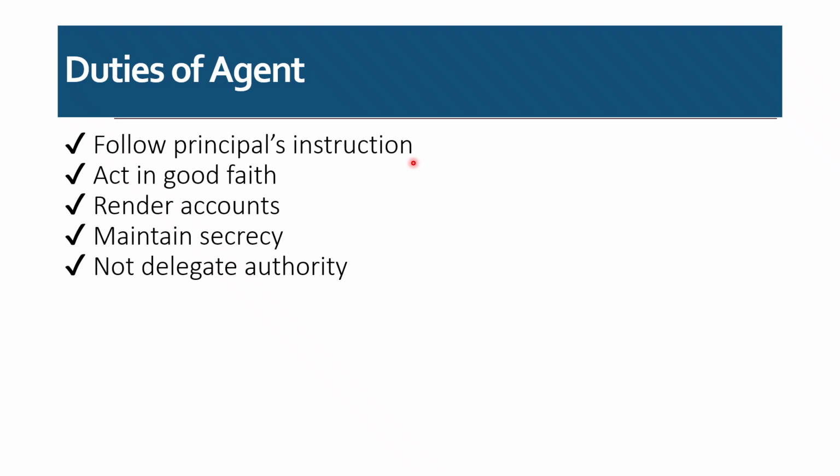The next duty is to act with reasonable skill and care. The agent must act like a prudent businessman. Duty to render the accounts: the agent must maintain proper records and provide them when asked. Duty to maintain secrecy: they should not leak any of the information of the principal. Then the duty not to delegate the authority, wherein agents cannot appoint sub-agents unless allowed by the custom or the contract. So these duties protect the principal's interests.